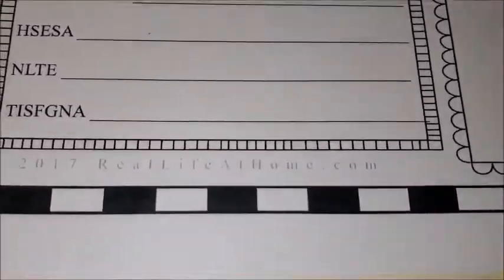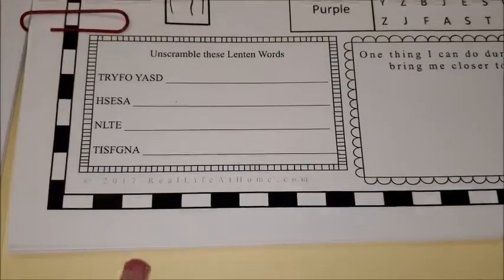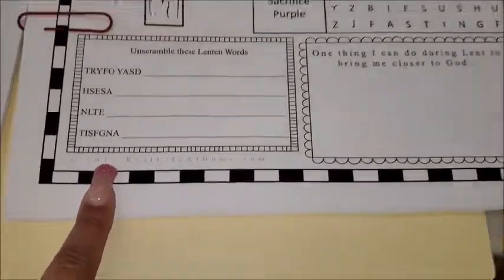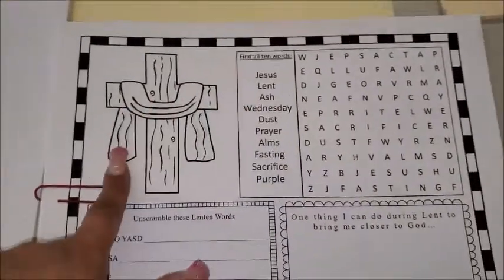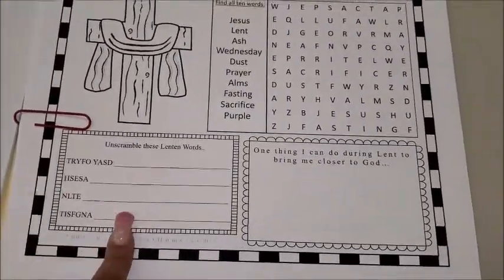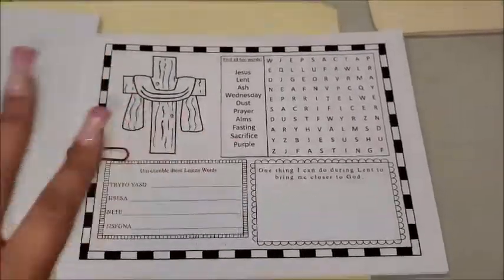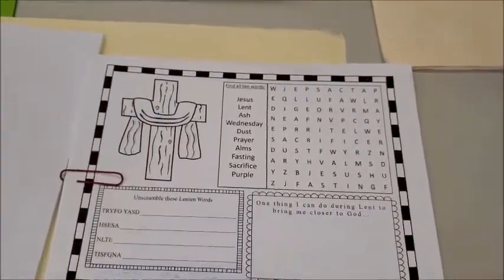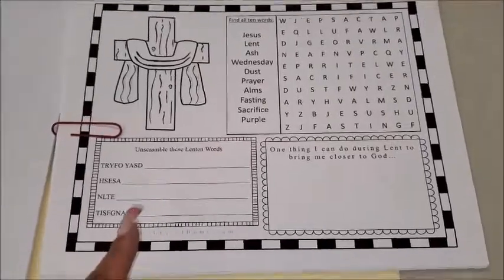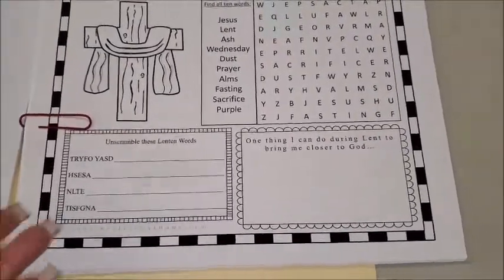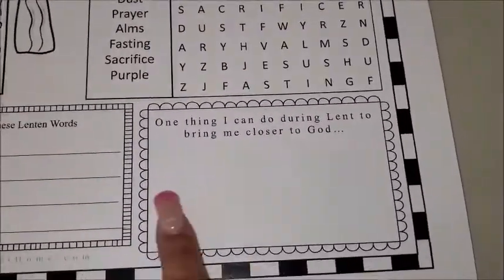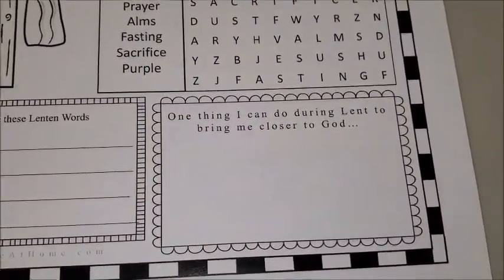This is where I got it, reallifeathome.com. Obviously, it was created in 2017. Still good today. I absolutely love it. Find all the words, color this in, unscramble the words. And this is what I always do, no matter what sheet I'm working with: I always do one of these at home so that I can have the answers and I'm not just guessing when I come to class. And then over here, they're going to draw one thing I can do during Lent to bring me closer to God. So that is what's in this folder.